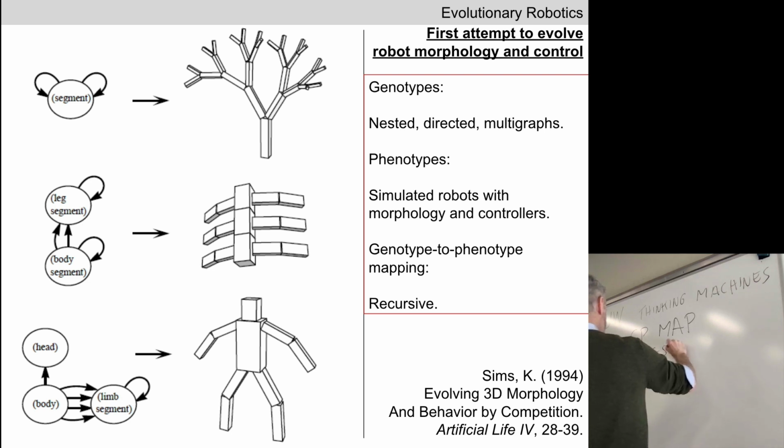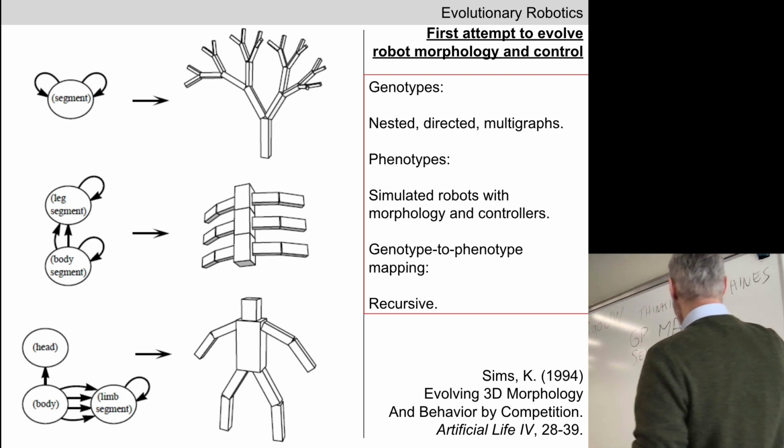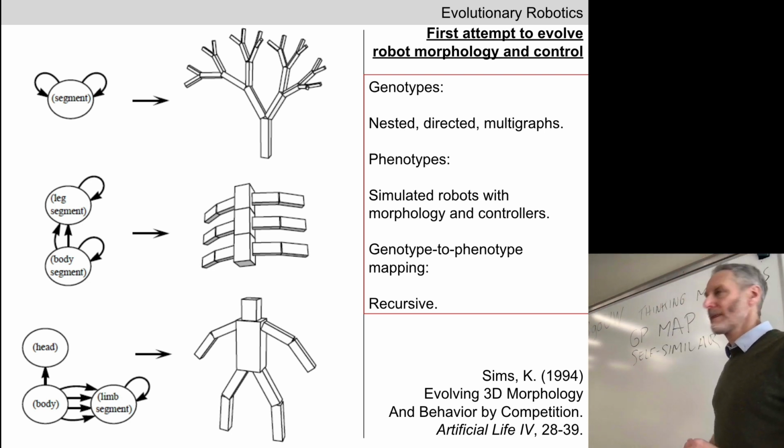What do I mean by self-similar structure? The recursiveness of this G2P mapping is going to tend to produce phenotypes that have certain features. They tend to look self-similar. What does that mean? They look the same at different scales, right?